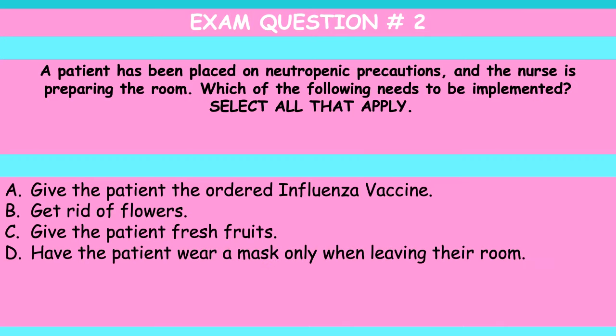D. Have the patient wear a mask only when leaving the room. Remember that the patient is at high risk of infection. One of the things that is implemented for these patients is that the nurse or whoever is taking care of the patient or a healthcare provider or even visitors have to wear a mask in order to go into the room, to be around the patient, because we are protecting the patients from our germs because they are immunocompromised. Now, if the patient has to come out of the room, they need to wear a mask. That way they are not exposed to the germs of other people.